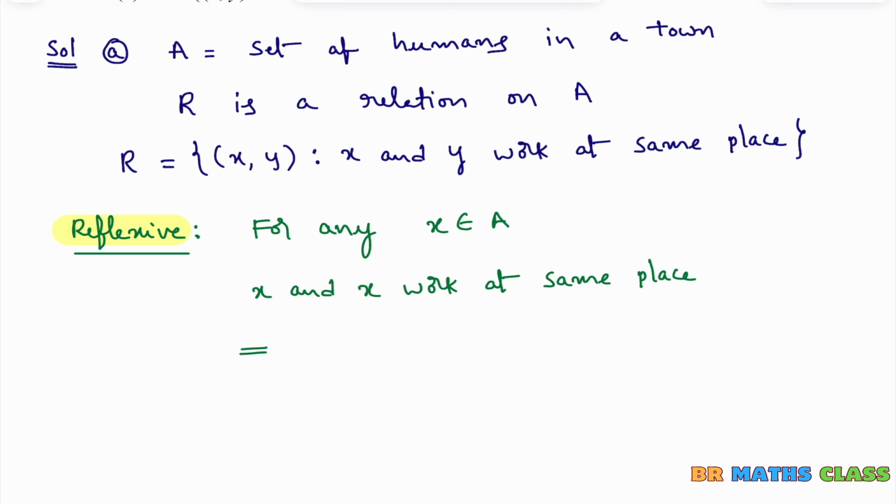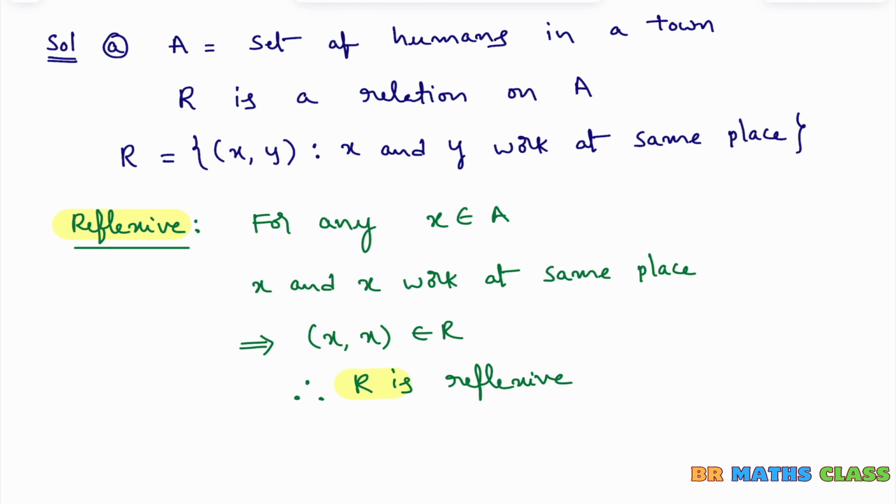From this, we can write that the ordered pair x comma x belongs to the relation. So we came to know that for any x belonging to A, the ordered pair x comma x belongs to this relation. So I can say that this relation is reflexive. Therefore, the relation R is a reflexive relation.